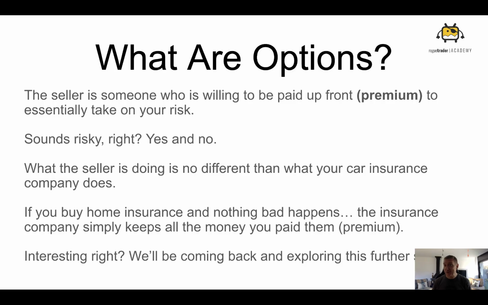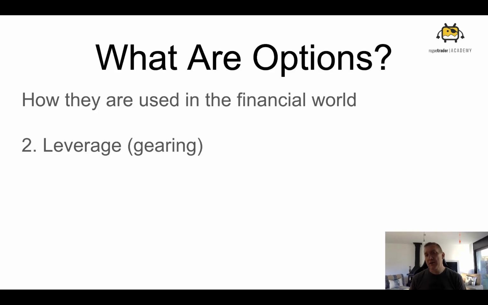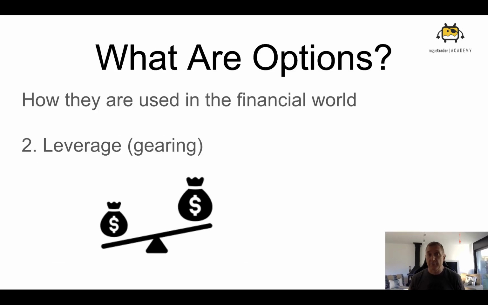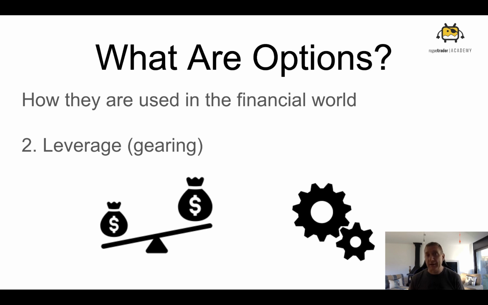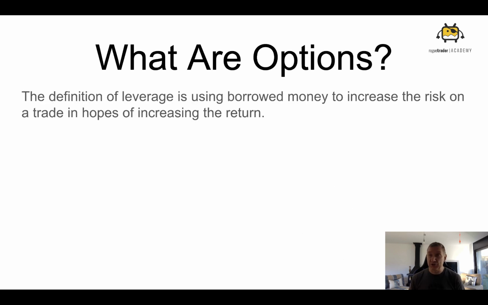Sounds pretty interesting, right? We're going to be coming back to this whole concept a little bit later and exploring it a lot further. Okay, the second way that options are mostly used in the financial world is what we call leverage, or if you're from the UK, you would call it gearing. Now, the definition of leverage is using borrowed money to increase risk on a trade in hopes of increasing your return. But we're not doing that. We're not borrowing money. Don't worry about that. It's just sort of the standard definition if you look up what leverage is.